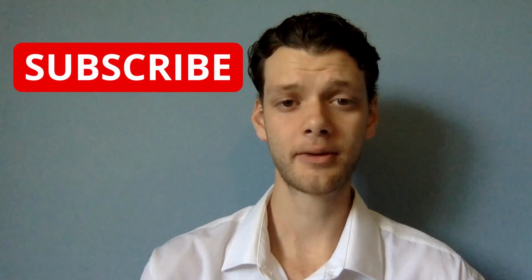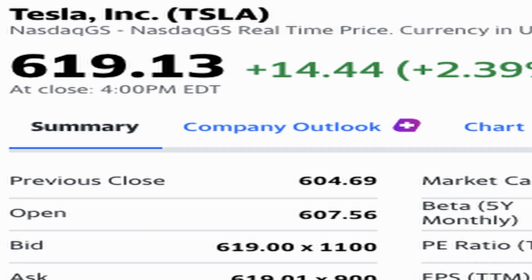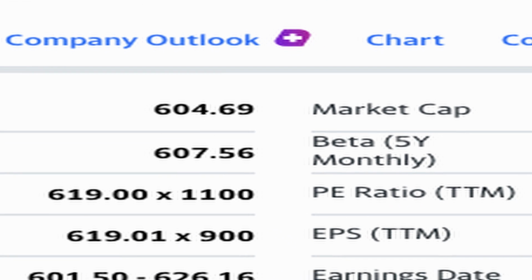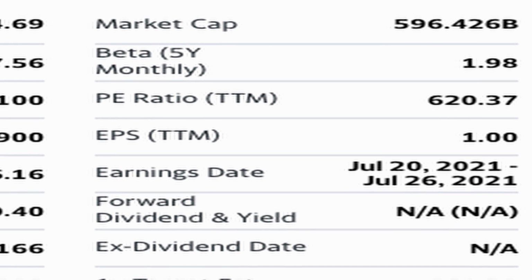You now know how to calculate a PE ratio, but what exactly does it mean? A high PE ratio could mean one of two things. It either means a company's stock is overvalued, as the market cap is many multiples above the company's earnings, or on the other hand, investor sentiment expects high growth potential in the future. The best example of this is a company like Tesla, stock ticker TSLA, trading at a share price of $619.13 with an earnings per share of just $1. The PE ratio listed here is 620.37.